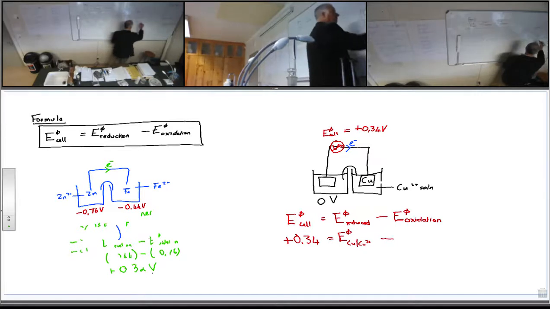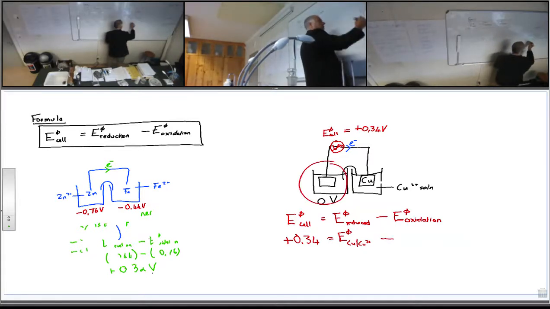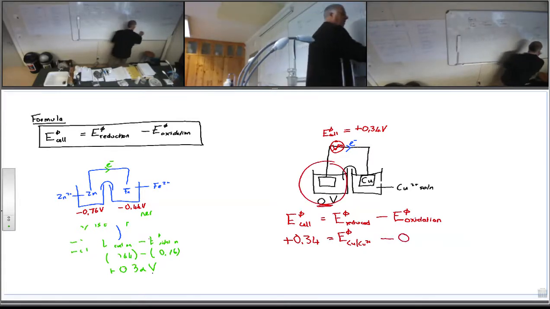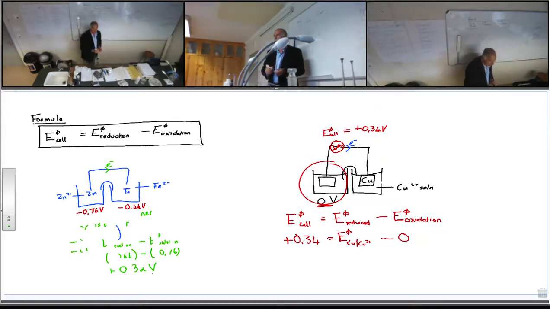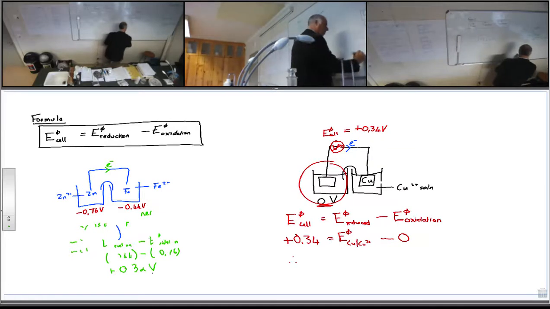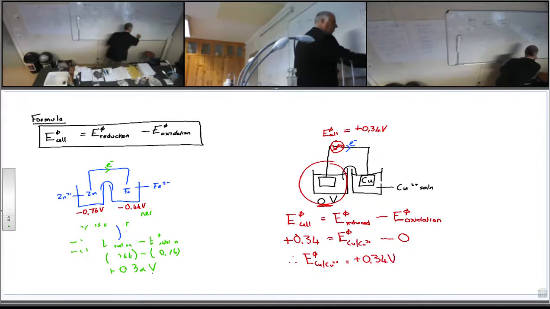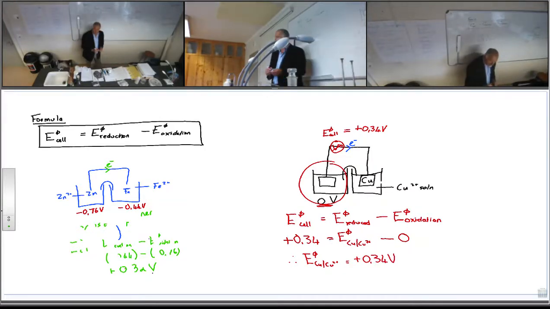Minus the E naught of this, and what's the E naught value of that? 0. What does that tell you? That therefore, the E naught value of copper 2+ equals plus 0.34 volts. Right.